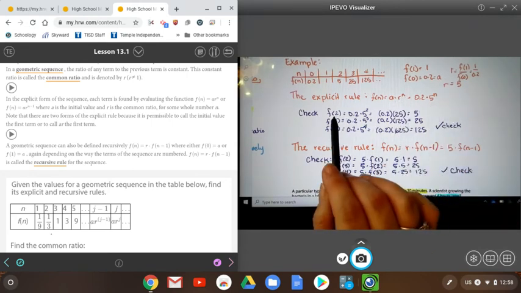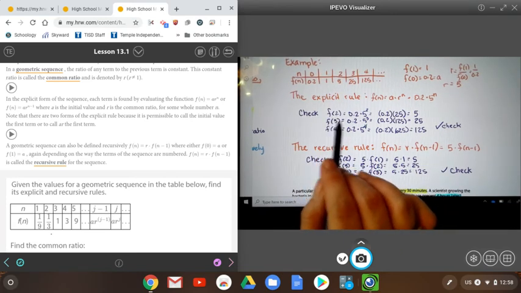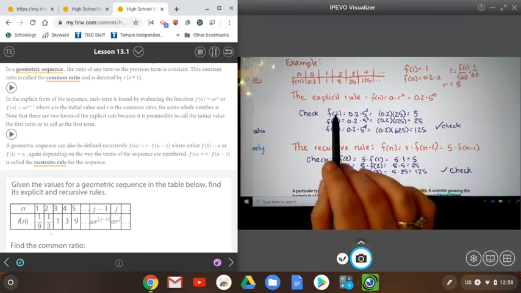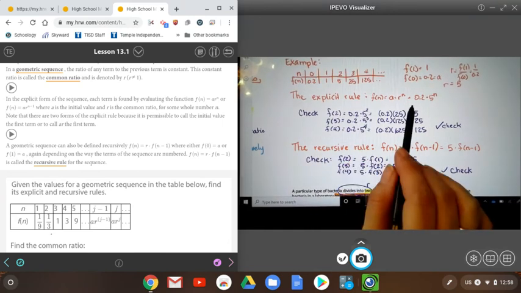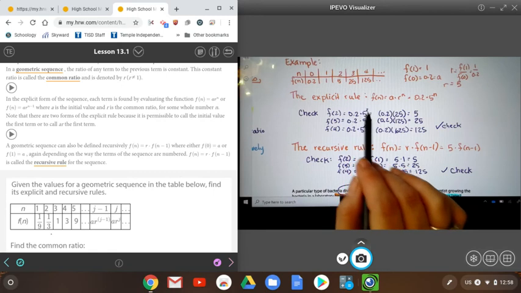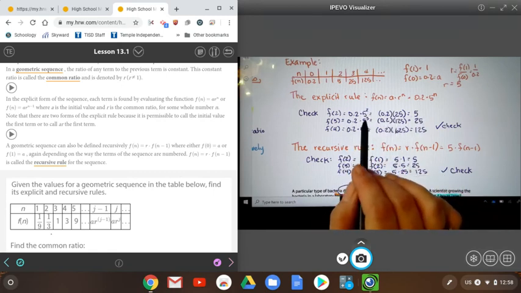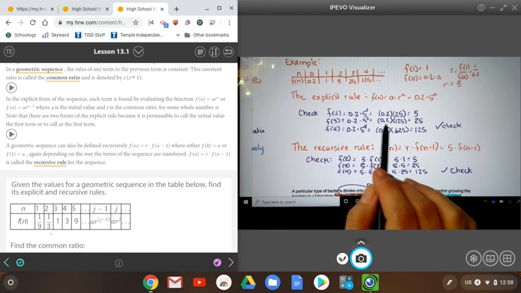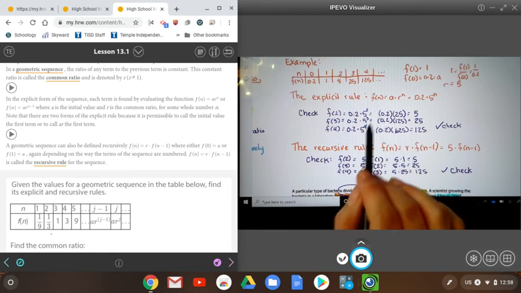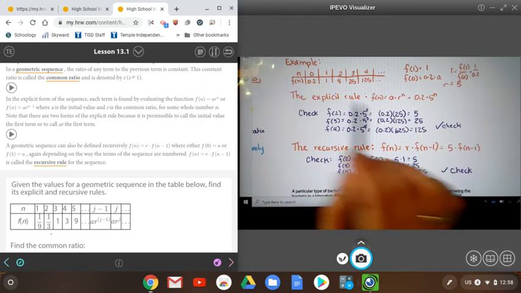To check it, we're going to check 2, 3, and 4 since we did not use those to find that rule. So put 2 in for n in the rule we've decided: 0.2 times 5 to the second power. 5 to the second power is 25, times 0.2 gives us 5. 5 to the third power is 125, times 0.2, which gives us 25. And 5 to the fourth power is 625, times 0.2, which gives us 125, which all check according to our table.